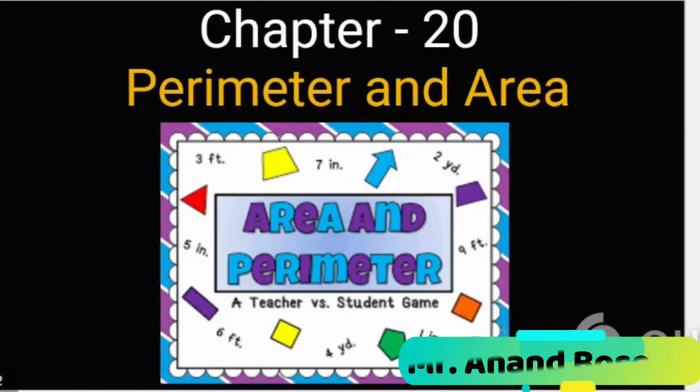We are going to start a new chapter from the portion of mensuration. The name of the chapter is perimeter and area. This chapter will give you more about diagrammatic views of things. So this is your chapter number 20, perimeter and area.